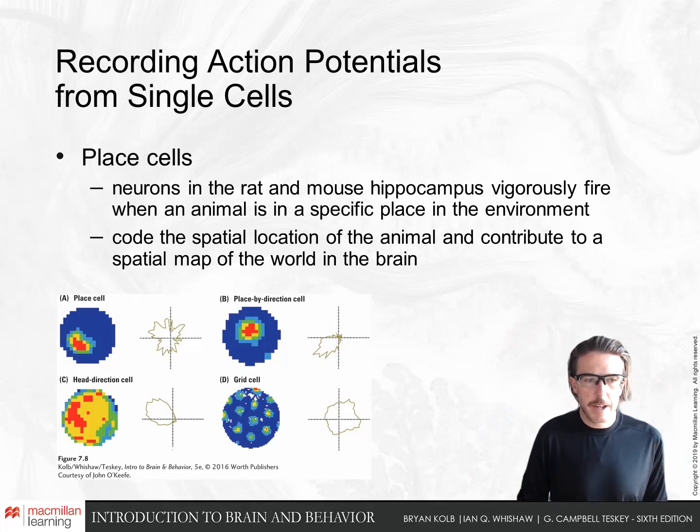Different cells have been identified in addition to these place cells, such as head direction cells that fire whenever we face a particular direction in the world, and grid cells, which fire in these repetitive grids that seem to allow for measurement of distance moved.